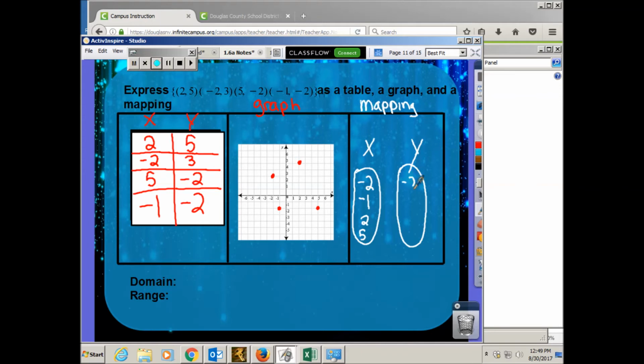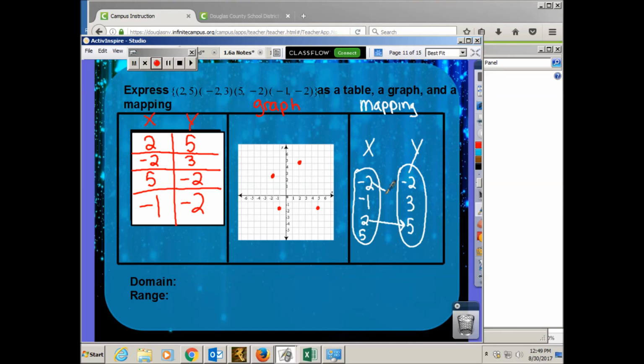For my y values, the least I have is -2, and I have 2 of those. I only list it one time. I have a 3 and a 5. So right now I don't know which x value goes with which y value. I need to map. I need to draw lines. So over here, 2 x value went with 5.